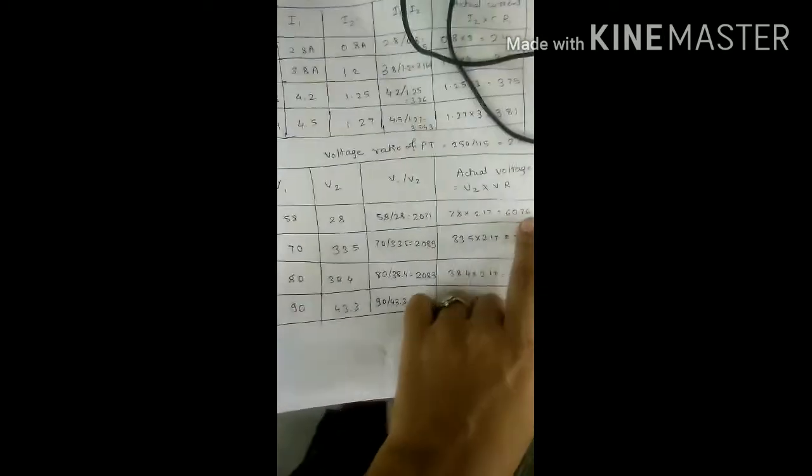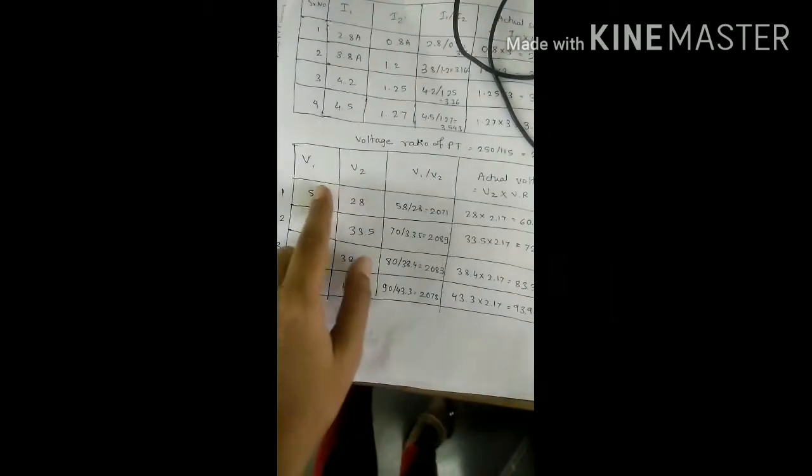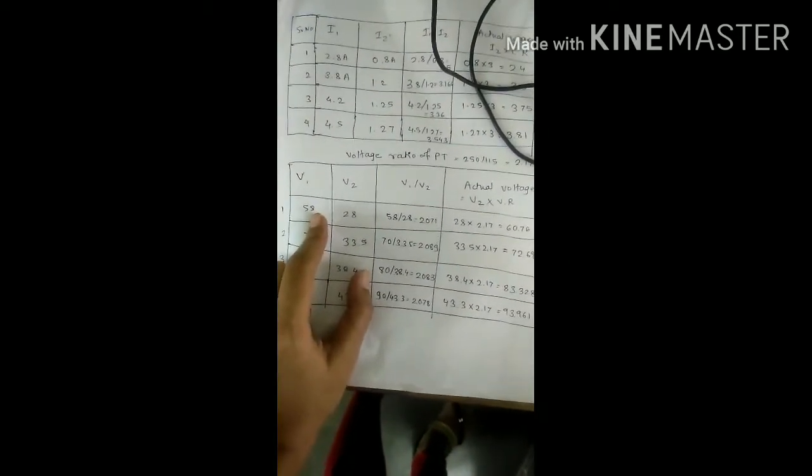After calculating the values, you can see V1 by V2: first, 58 upon 28 is 2.071. Next, 70 by 33.5 is 2.089. Third, 80 upon 38.4 is 2.083. And fourth, 90 upon 43.3 is 2.078. And the actual voltage is 28 into 2.17, which is 60.76. You can observe that 60 is approximately equal to 58.